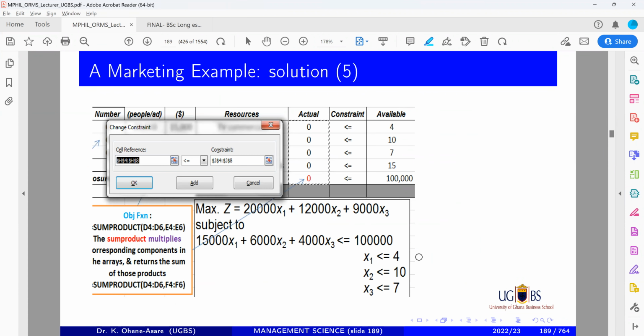But if you are doing it actually, you're supposed to have them nicely organized. So you will have your, let me see if I can show you something. You will have your X1, X2, X3.